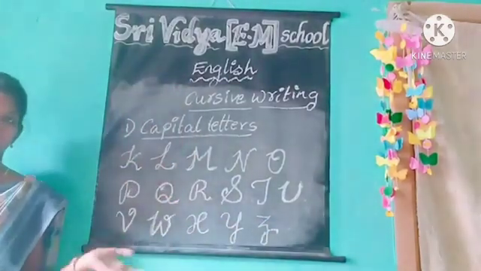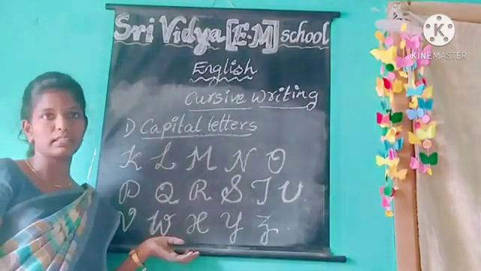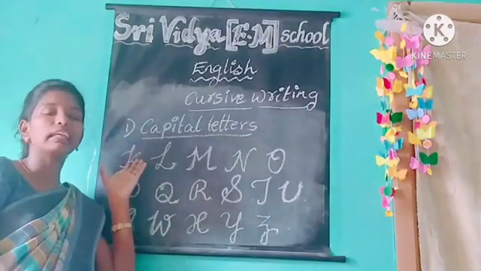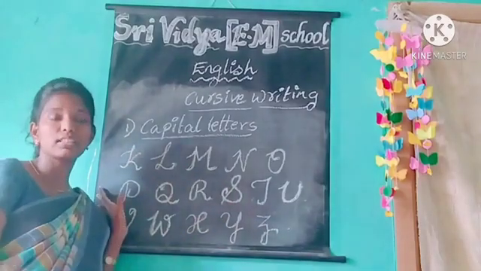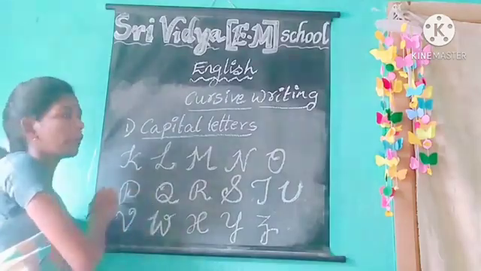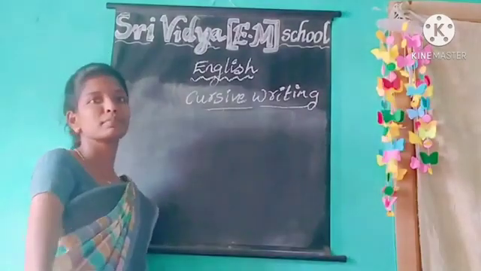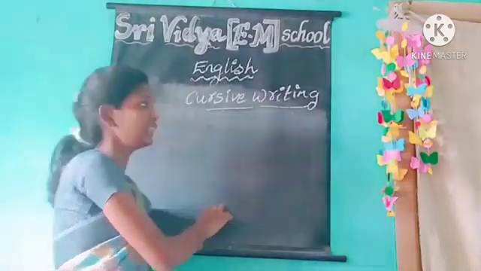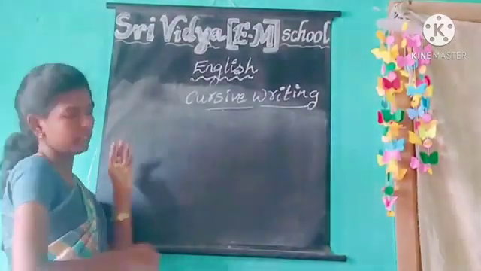So this is the cursive form of capital letters. See children, E to Z capital letters in the cursive writing should be practiced. So cursive writing capital letters are completed. Yes or no, children? The next form is small letters.